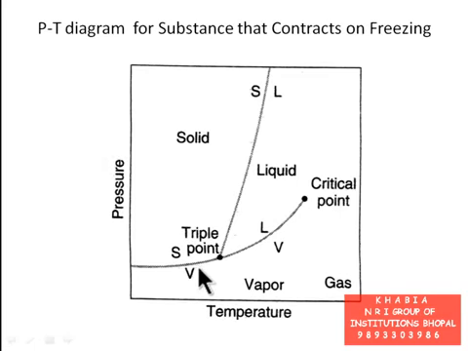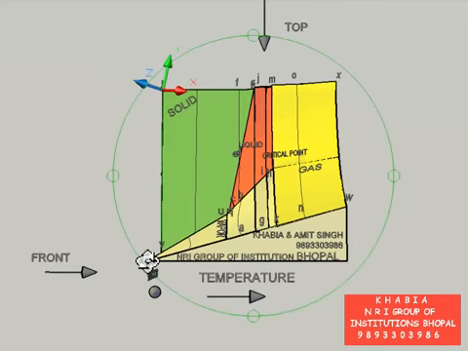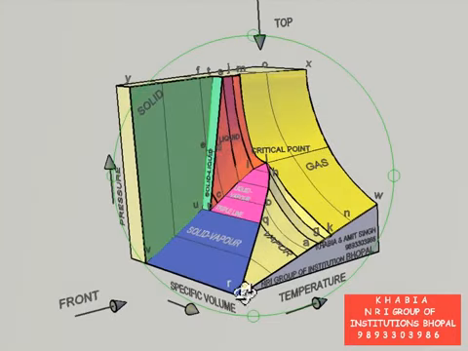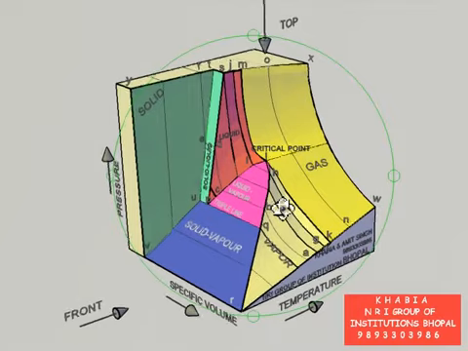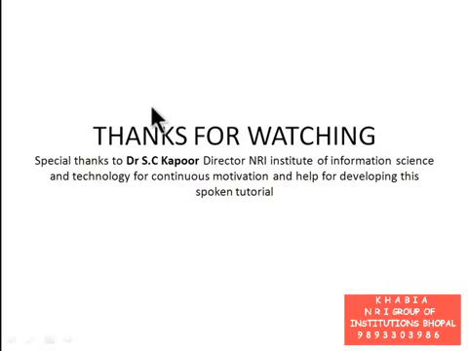This is the sublimation line in the PT diagram, and let us observe how it appears in the PVT surface model. It is interesting to observe that the sublimation line appears as a surface RQUV in the PVT surface model. There are a lot more things to be covered, but since there is time limit for spoken tutorial, I stop here.